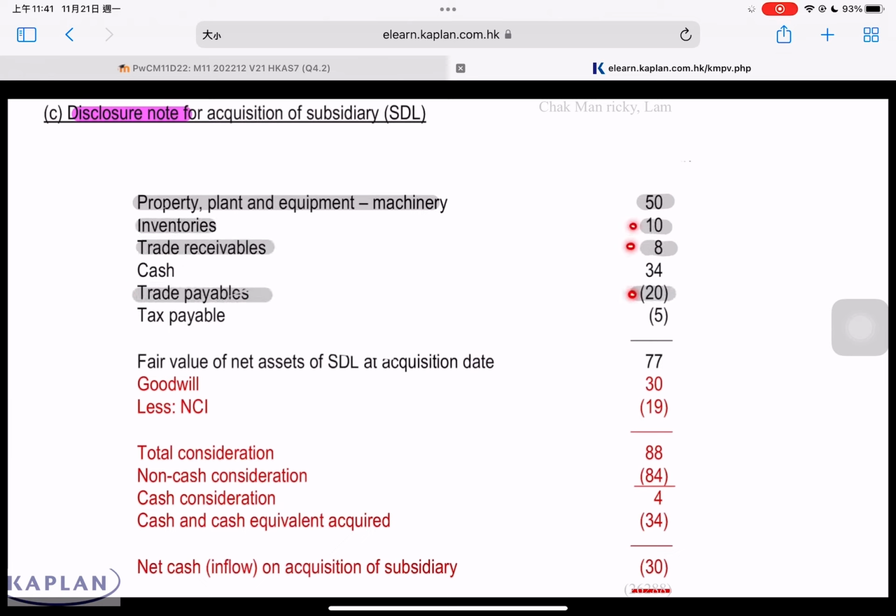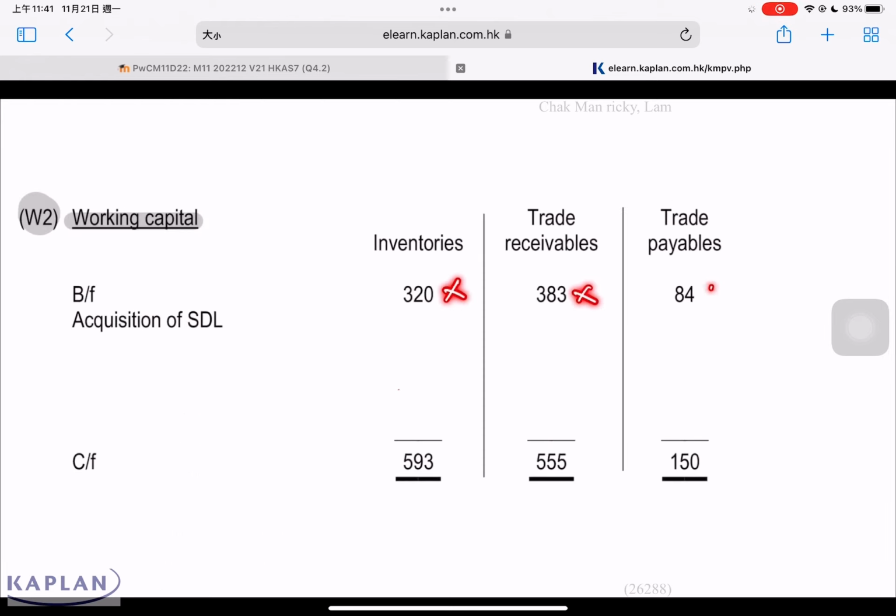These 10, 8, and 20 are the figures that we consolidate for the first time. This figure is not inside the opening balance. This figure is inside the closing balance. Increase 10, 8, 20. These are the increases that are non-cash, non-operating. Calculate the balancing figure. 320 plus 10 minus 593 equals 263.